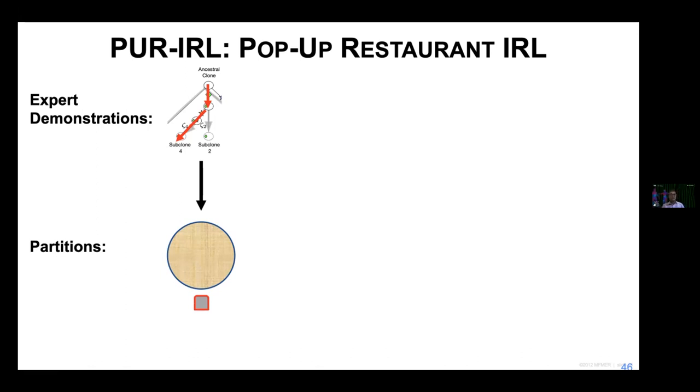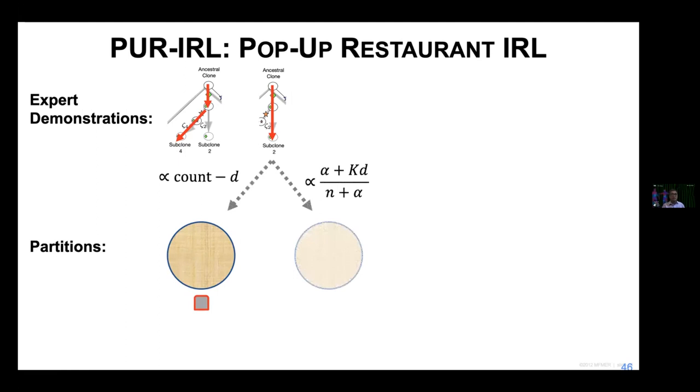And it's basically testing out different partitions of the expert demonstrations in order to generate those reward functions. And so the way the Chinese restaurant process in this case works is you have your expert demonstrations, they get seated at a table. They're a customer coming into a Chinese restaurant, getting seated at a table.